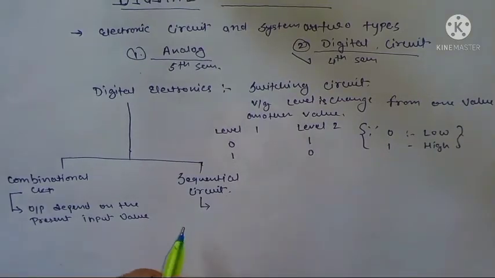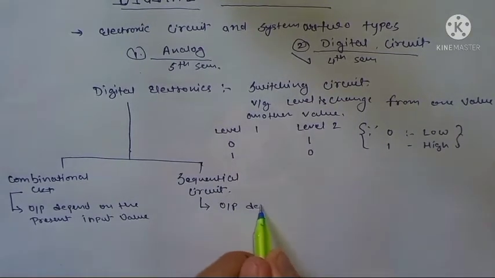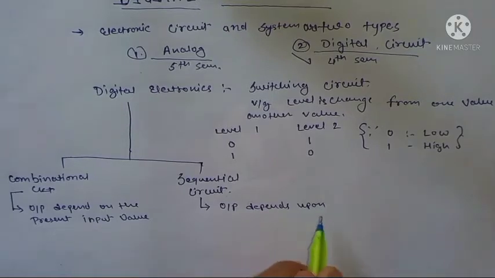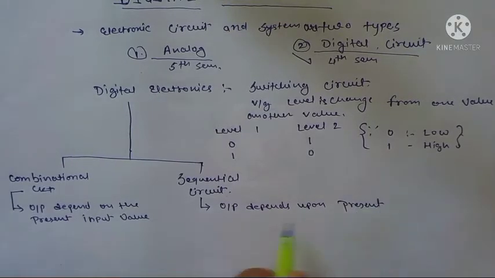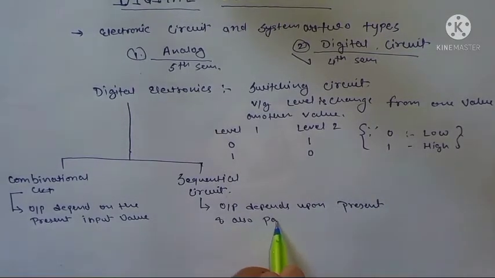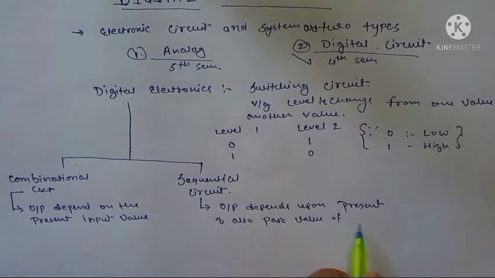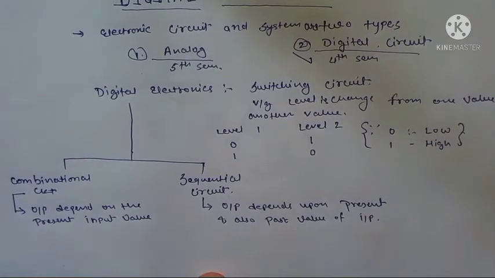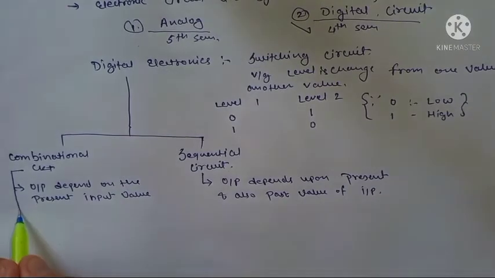Let's move to the sequential circuit. The output of the sequential circuit depends on the present input value as well as the past input value. The output of the sequential circuit is affected not only by the present value but also by the past value.